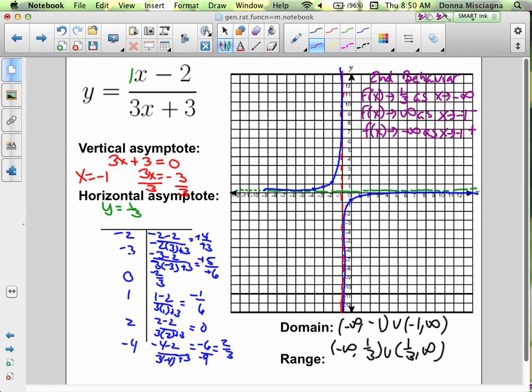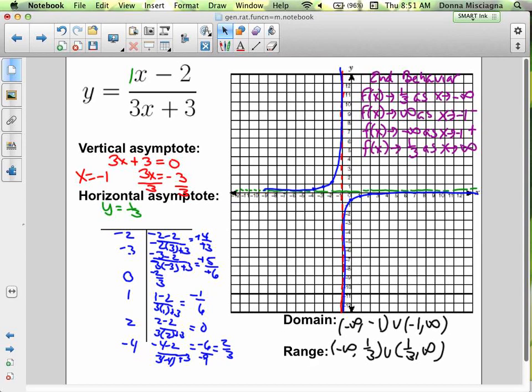And of course, as x goes to infinity, again, it's going to head toward the horizontal asymptote, so it's going to approach 1/3 as x approaches infinity. So there are the end behaviors as it goes to the vertical asymptote and as it gets larger and larger and smaller. Any questions on anything? Any questions on asymptotes, end behavior, graphing, anything at all?